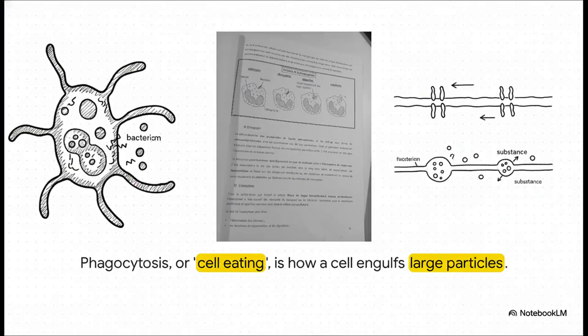So let's check out phagocytosis, which literally translates to cell eating. It's amazing. As you can see in the diagram, the cell's membrane actually reaches out, surrounds a big particle like a bacterium, and completely swallows it, pinching off to form a little bubble inside itself called a vesicle. Then it can break it down and digest it.